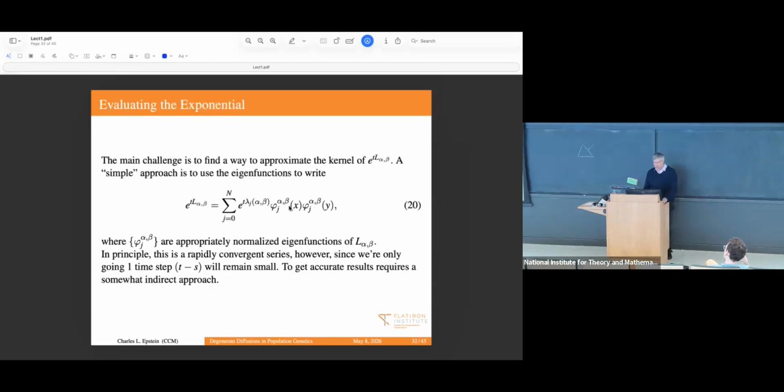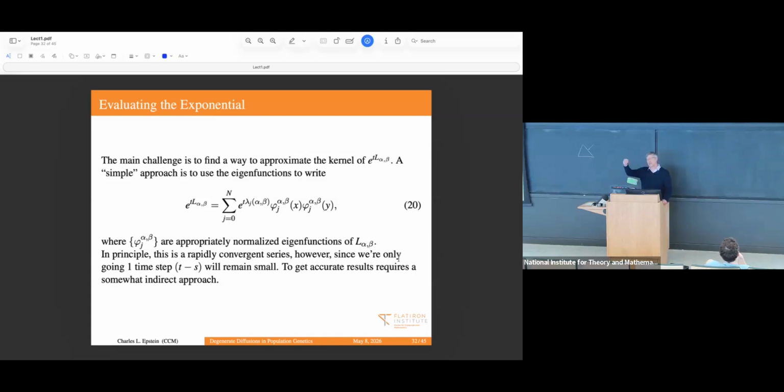So the main challenge is to find a way to approximate the kernel of the heat kernel, the e to the t L alpha beta, so the heat kernel for the reference problem. Now, a simple approach is you just use the eigenfunctions. You can write it like that, where the phi alpha betas are appropriately normalized eigenfunctions. And in principle, it's a rapidly convergent series. But the problem is this.